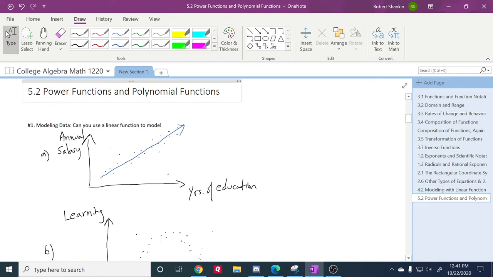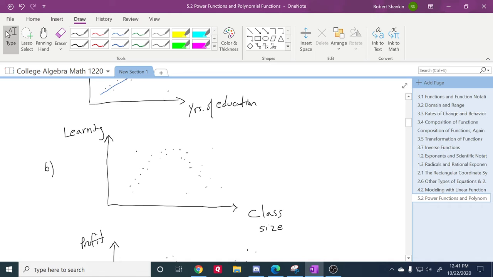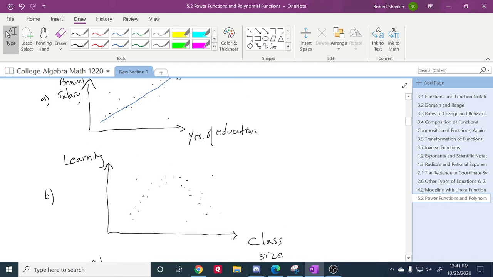All right. Now, can you use a linear function to model something like this, where you have class size and the amount of learning that takes place? Now, this situation might be more like this, where the line of best fit isn't a line.